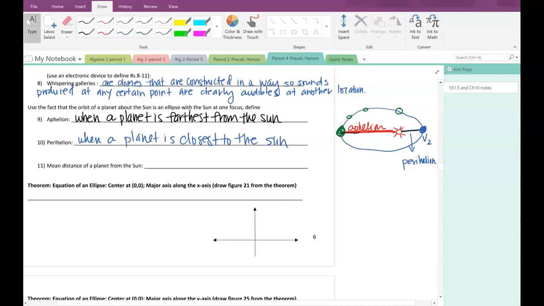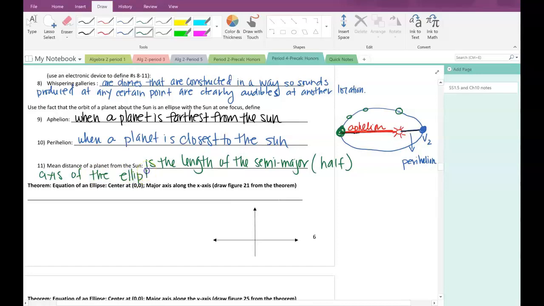All right. The mean distance of a planet from the sun. So just so you guys already know, the mean distance means the average. So the mean distance is the length of the semi-major, which is semi means half, axis of the elliptical orbit. Okay.